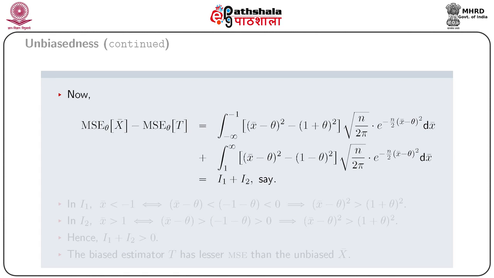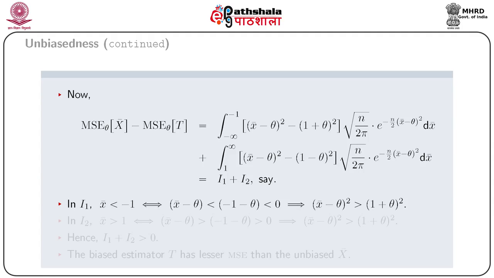But MSE of X bar minus MSE of T equals the integral from minus infinity to plus infinity of (X bar minus theta) whole square f(X bar) dX bar minus MSE of T, which equals the integral from minus infinity to minus 1 of [(X bar minus theta) whole square minus (minus 1 minus theta) whole square] f(X bar) dX bar plus the integral from 1 to infinity of [(X bar minus theta) whole square minus (1 minus theta) whole square] f(X bar) dX bar.